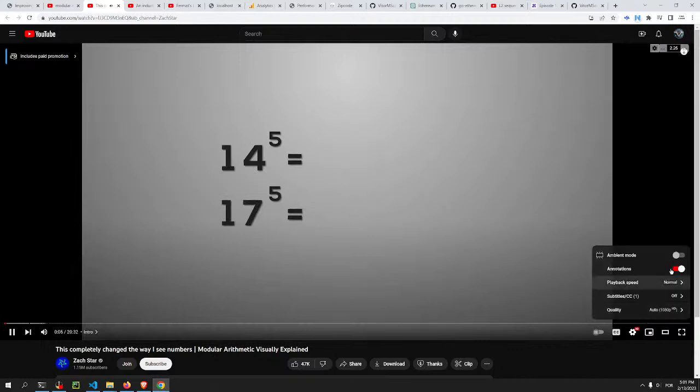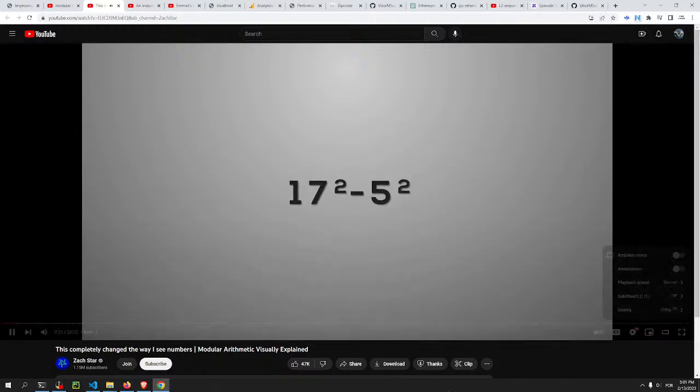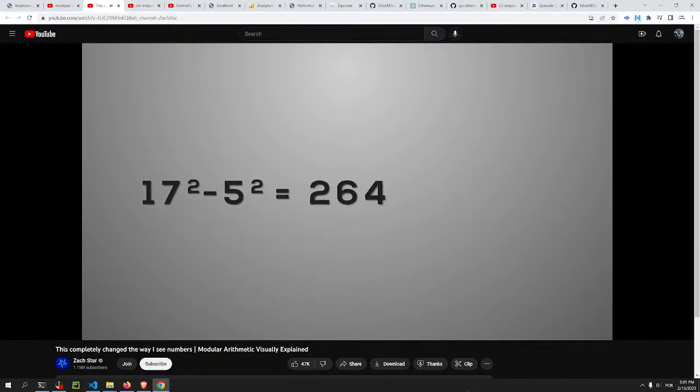Pick any integer and raise it to the 5th power, and the 1's digit will remain the same. Or take any prime number besides 2 and 3, square it, and then subtract 1. That number will be guaranteed divisible by 24. In fact, take any prime number squared and subtract another smaller prime number squared. So long as they're both greater than 3, that result will be divisible by 24.